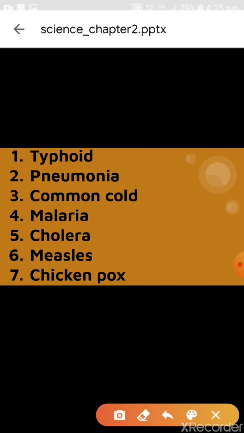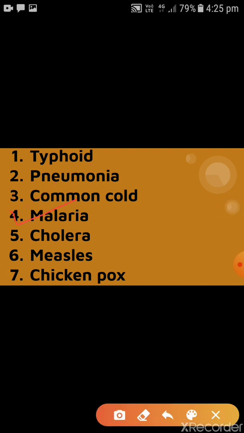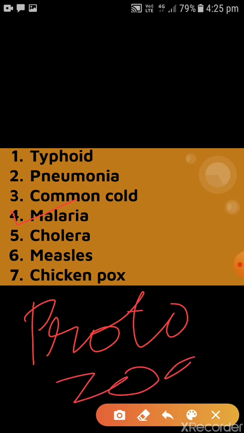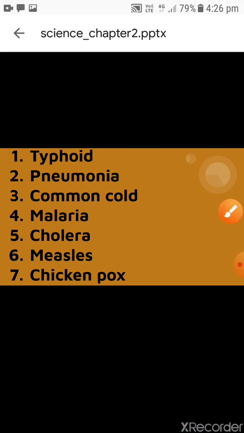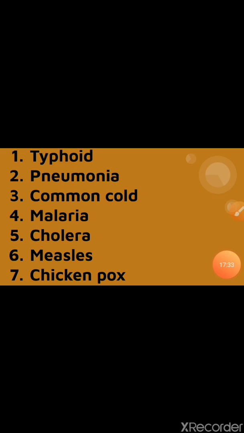Now, the fourth disease is malaria. For malaria, which pathogen is responsible? Protozoa. Now, how can it transfer to the human body? Through the bite of a female mosquito. Okay. Now, try to find out what kind of symptoms you face at the time of malaria. This is your home assignment, children.